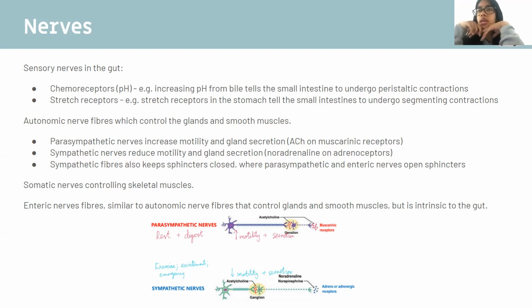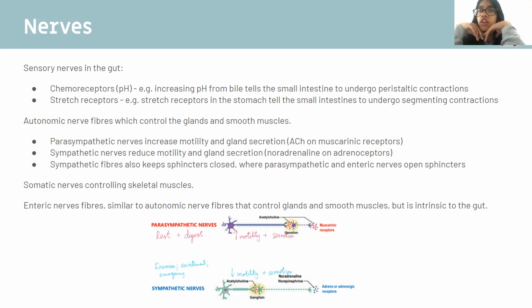And then similarly stretch receptors, so they detect a stretch in the gut wall. And this is really useful in a number of different ways. But for example, when you've got that chyme moving in from your stomach into your small intestines, it's the stretch receptors that initiate the segmenting contractions.